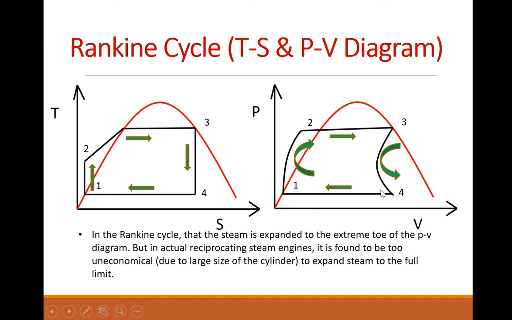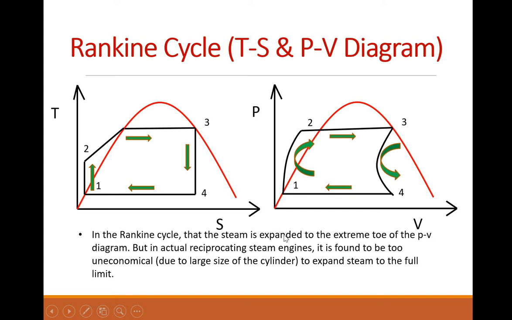And then 4 to 1 denotes the condensation process. Whichever low pressure steam we have achieved at the outlet of the turbine is condensed using the condenser, and then it is again fed back to the boiler through the pump. So that's 4 to 1. See here, you can see it's a closed loop process. A thermodynamic cycle is a closed loop process, and it follows a clockwise cycle. So this is what your heat pump cycles are.